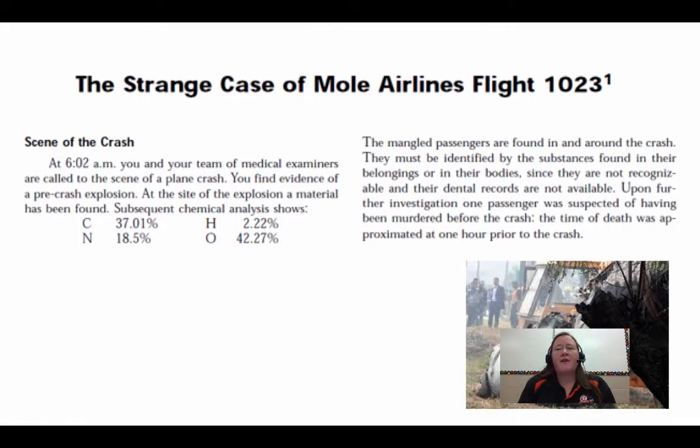They must be identified by the substances found in their belongings or in their bodies, since they are not recognizable, and their dental records are not available. Upon further investigation, one passenger was suspected of having been murdered before the crash. The time of death was approximated at 1 hour prior to the crash. Very peculiar. Let's see if we can use the same method of finding the chemical formula of a substance that we used in the previous example.